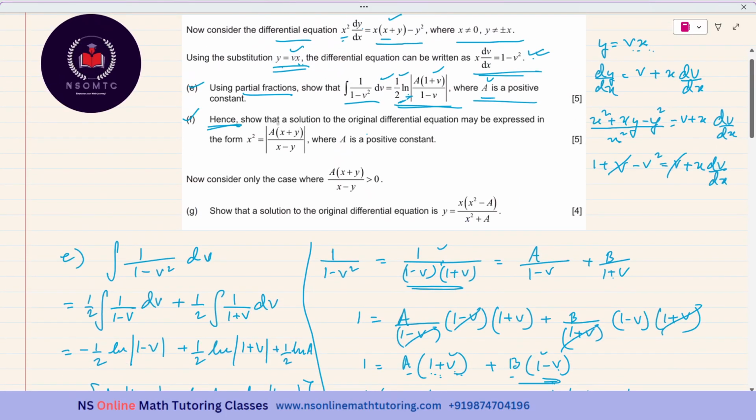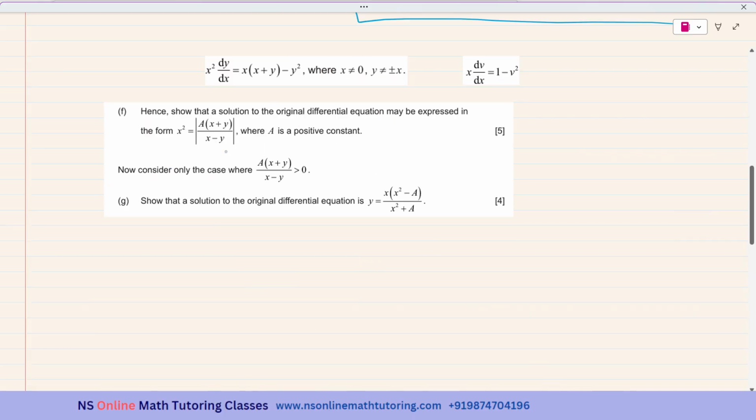Hence, again, show that a solution to the original differential equation, that is this one, may be expressed in the form of x square equal to this, where e is a positive constant. Okay, I have brought down the question. This was the original differential equation, and they had shown that this can be written in this format, where y was equal to vx. And we are asked to show that one of the solutions to the original differential equation may be expressed in this form. Why one of the solutions? Because e can have different values.